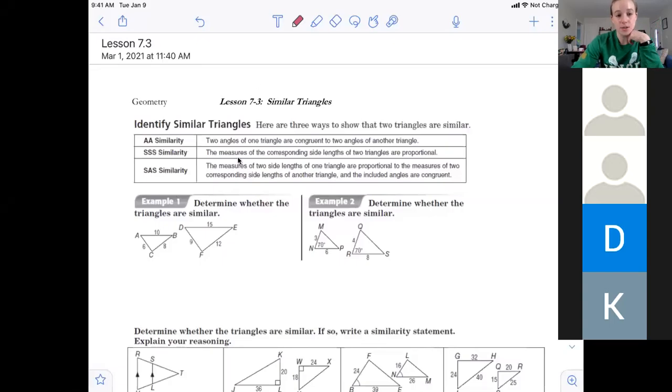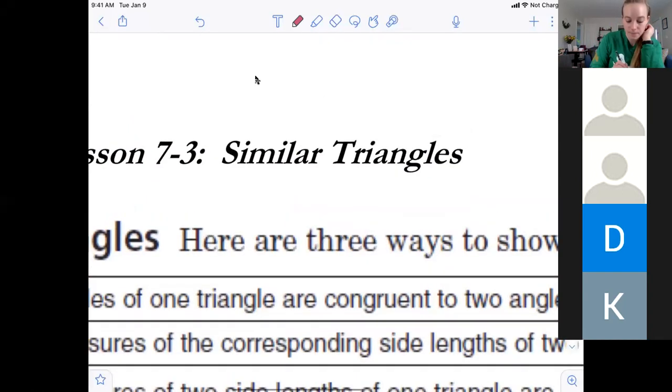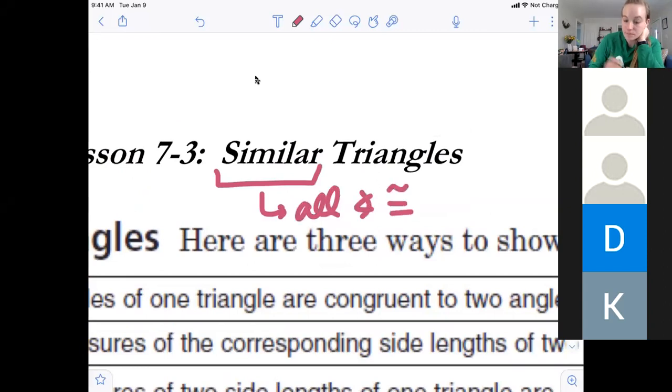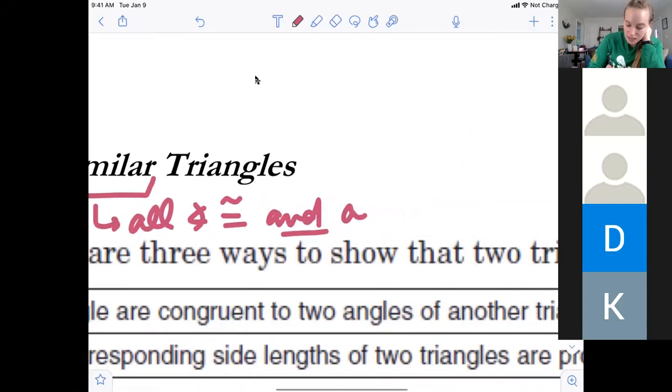So for those of us on YouTube, this is 7-3, similar triangles. Last class we learned about similar polygons, and today we're going more specific to similar triangles. Let's remind ourselves what it means to be similar. Similar shapes have all of their corresponding angles congruent. And in addition to that, all of their corresponding sides are proportional.